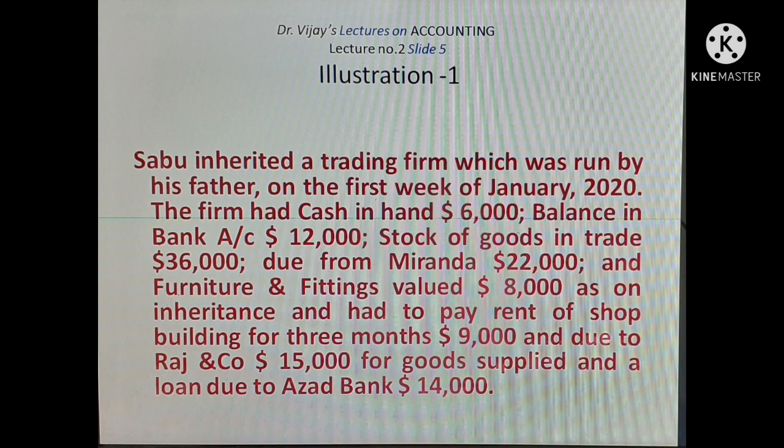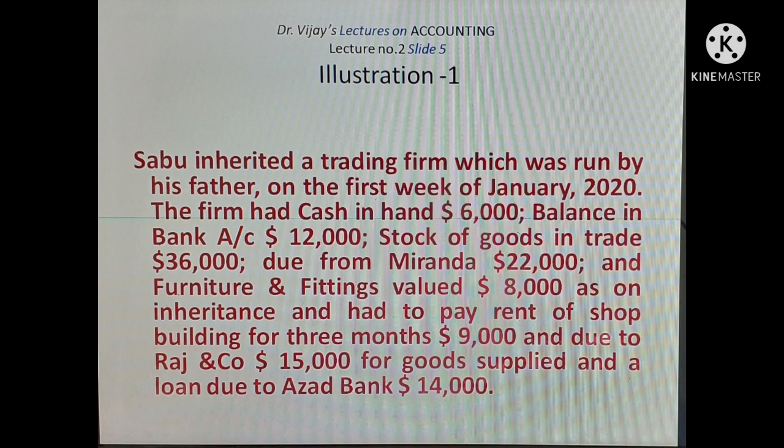And had to pay rent of the shop building for 3 months $9,000, due to Raj and Company $15,000 for goods supplied, and a loan due to Azad Bank $14,000. These are all liabilities. Rent was due for 3 months $9,000. $15,000 was payable to Raj and Company for supply of goods, and a loan was due to Azad Bank, $14,000 still payable. These are all liabilities.